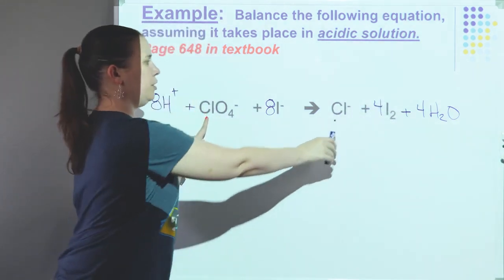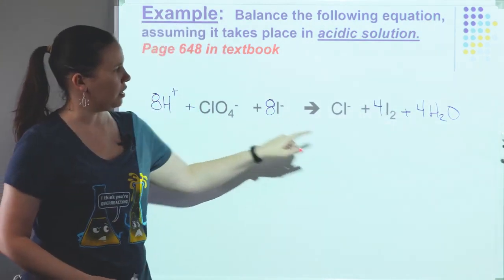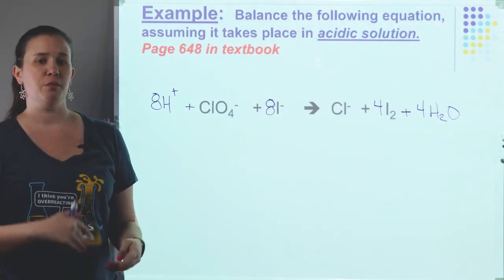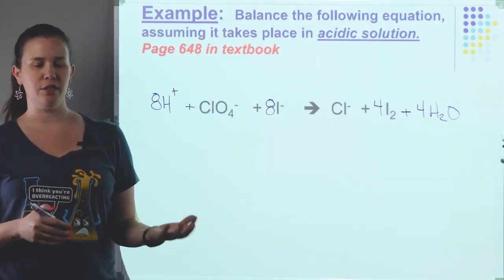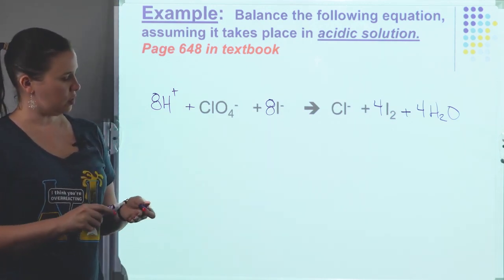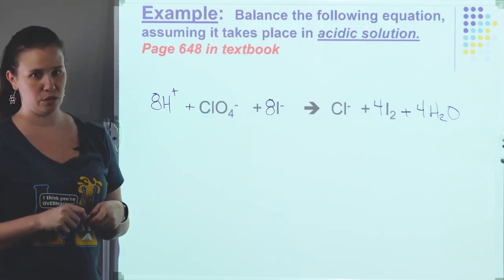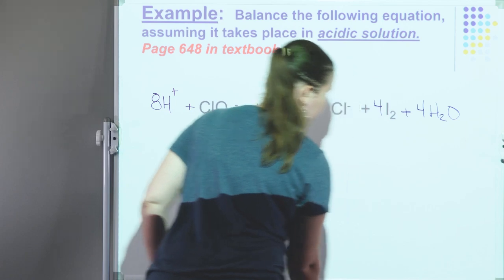I have a chlorine on each side, 4 oxygens on either side, and 8 iodines on either side. So my atoms are balanced, and because I did my change in oxidation number method, I also know my electrons are equal. So this is balancing in an acidic solution using the change in oxidation number method.